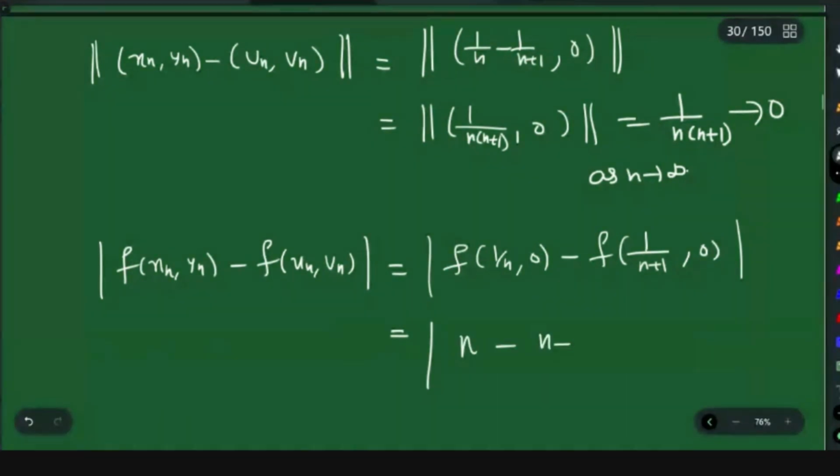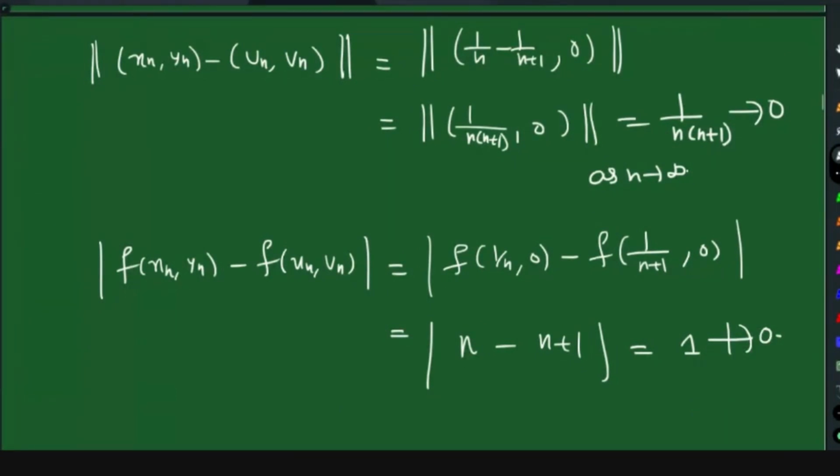So that will be n plus 1. So the difference is always 1. The modulus value is always 1, which is not going to 0. So the norm of (x_n, y_n) minus (u_n, v_n) is going to 0 as n tends to infinity. But the modulus of f(x_n, y_n) minus f(u_n, v_n) is not going to 0 as n tends to infinity. By the definition of uniform continuity, we can conclude that f is not uniformly continuous.